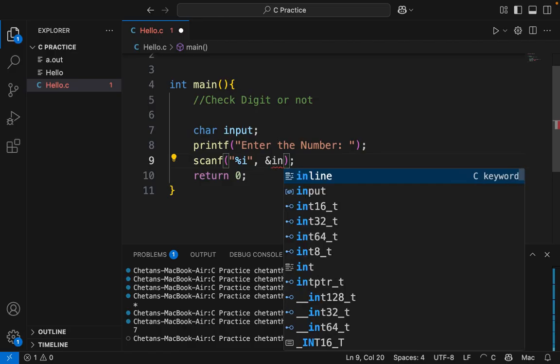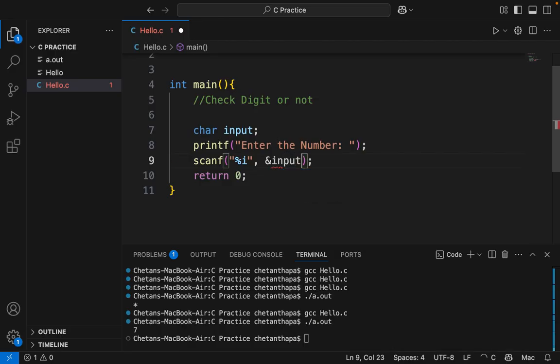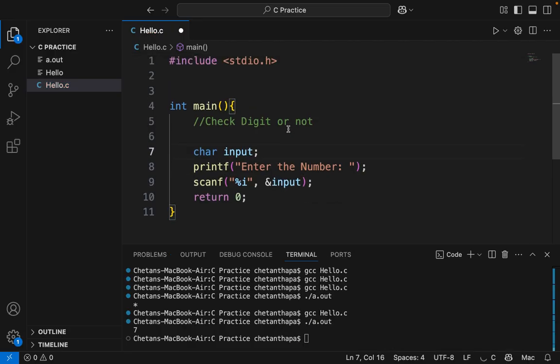Input. Okay, I'm extremely sorry. We don't have to use integer, but instead we need to use the char data type. Then only it will take some kind of character and scan.